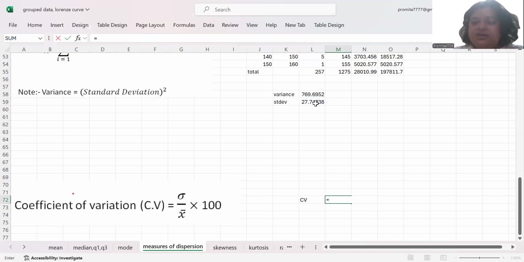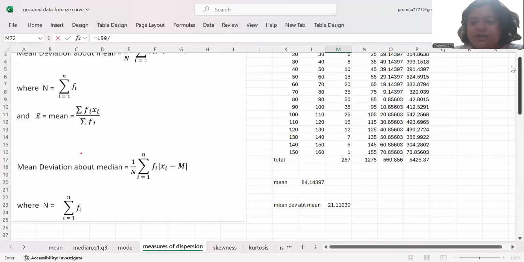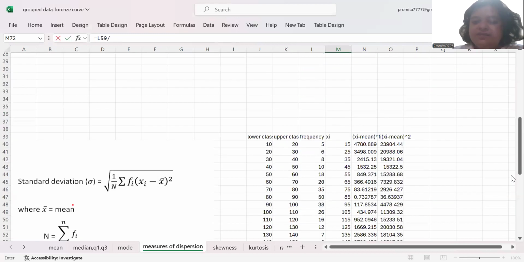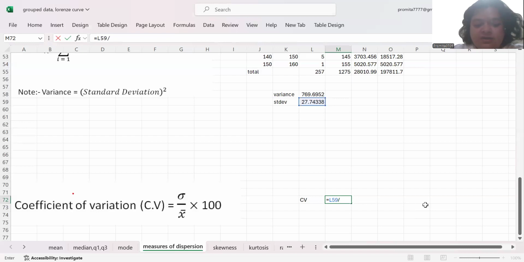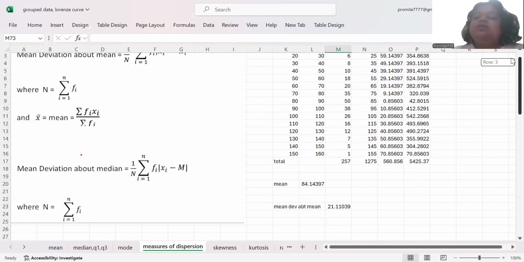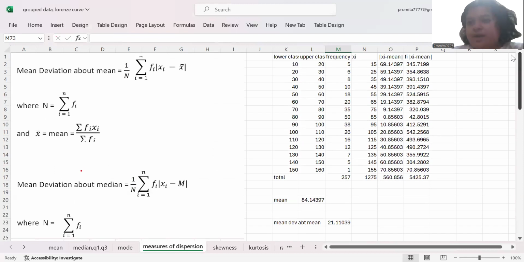Next, we calculate the coefficient of variation, which is SD by x bar into 100. So this is this divided by x bar. My x bar was 84.14397. And then we multiply the whole thing by 100 to get the coefficient of variation, which is 32.97 in this case.